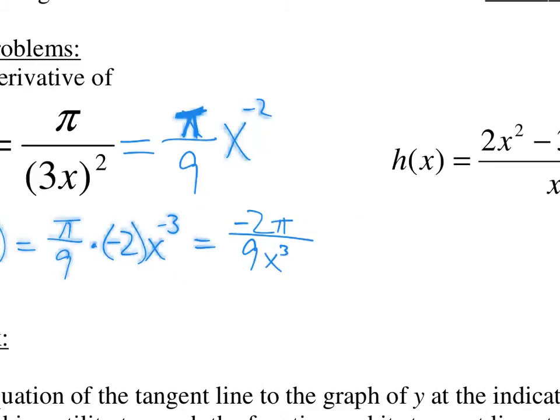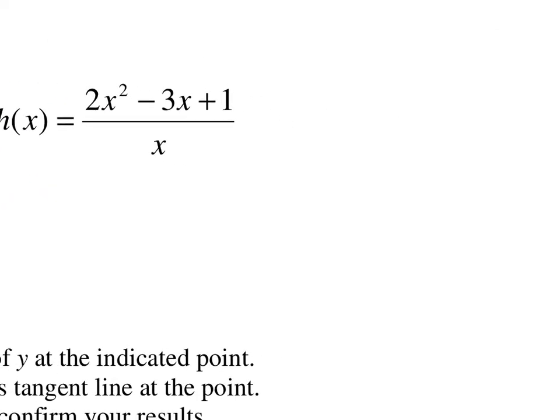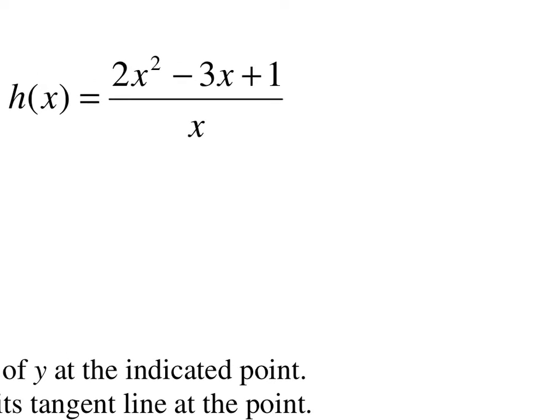All right, good. Now, the next one here. H of x is 2x squared minus 3x plus 1 all over x. Right now, we don't have a really good rule for doing these. So, what do we have to do? Separate? Okay, Angel, how do we separate? First is 2x squared minus 3x over x, and then plus 1 over x.